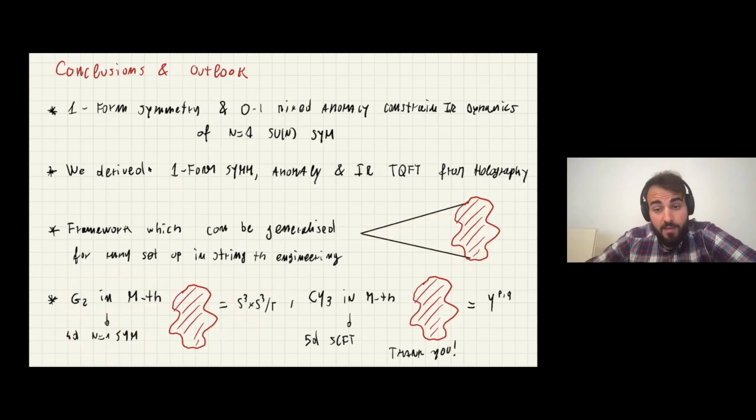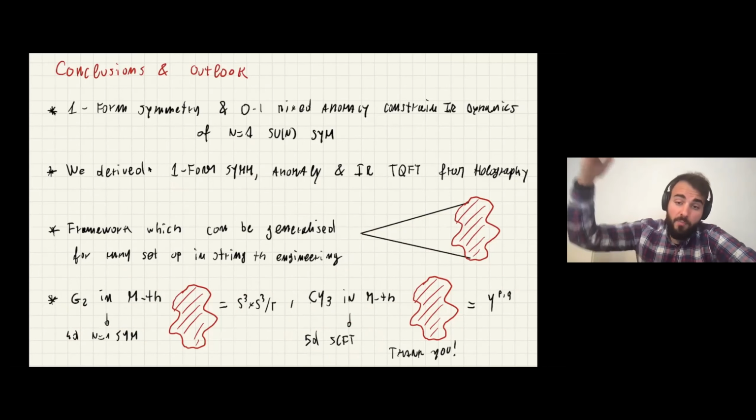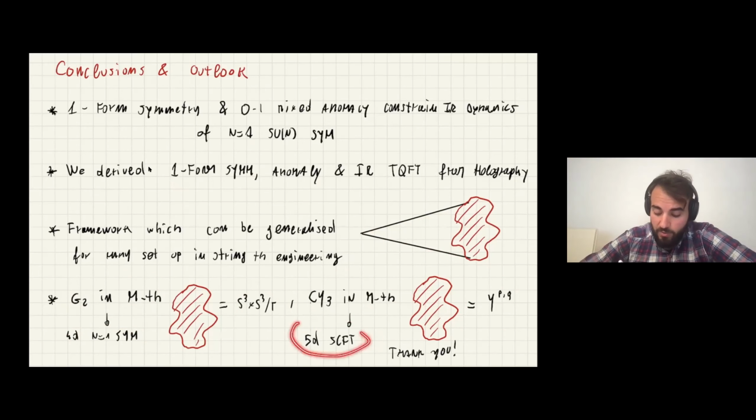But this logic can also be applied to other examples, for example, Calabi-Yau four-folds in M theory, where the boundary geometry will be given by Y^{p,q}, which are also well-studied five-dimensional spaces. And this will be interesting to study, for example, anomalies, and perhaps the strongly coupled dynamics, which now happens in the UV, for five-dimensional superconformal field theories.